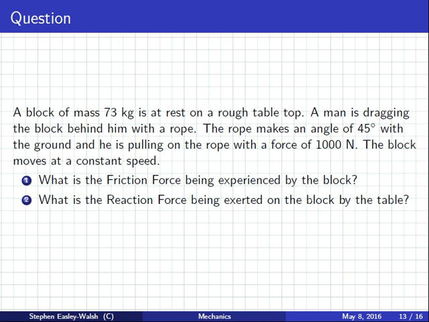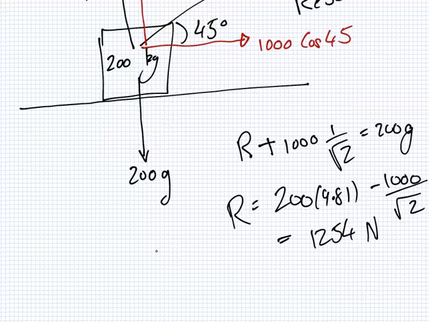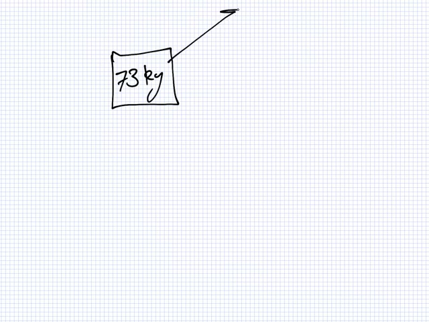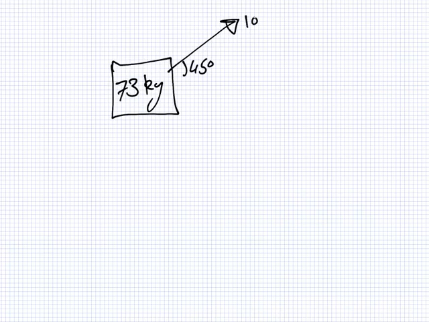Okay, did you all draw that? Let's have a look. So, we have our block, 73 kg, and we have our man pulling on it. Again, I went with 45 degrees and 1,000 newtons. And Jerry, what's the verb here? Resolve. Very good. You're exactly right. So we resolve.